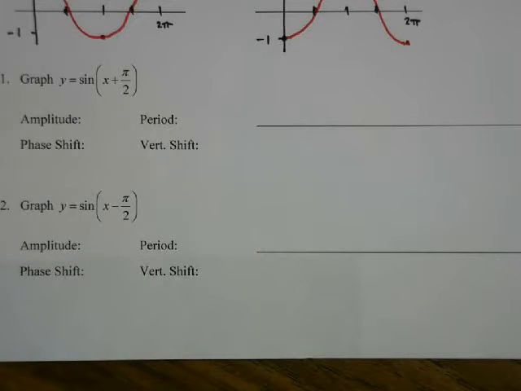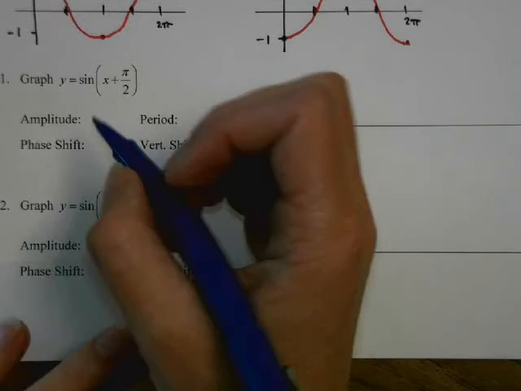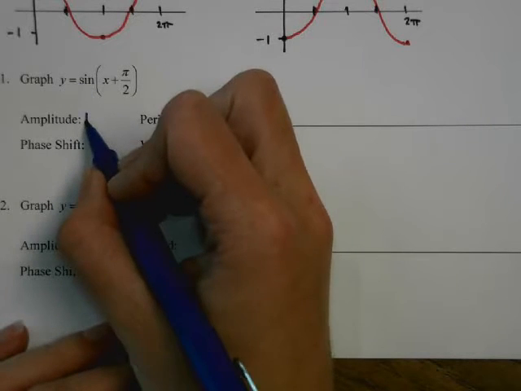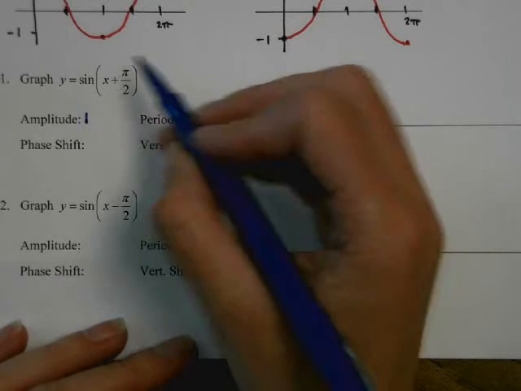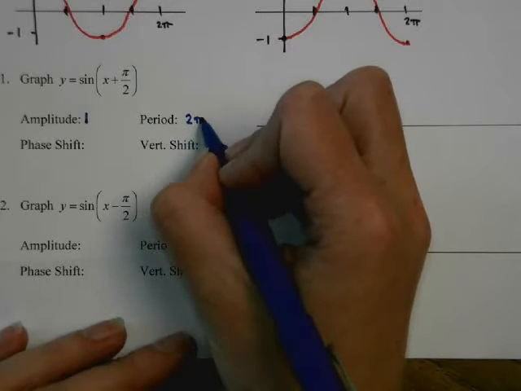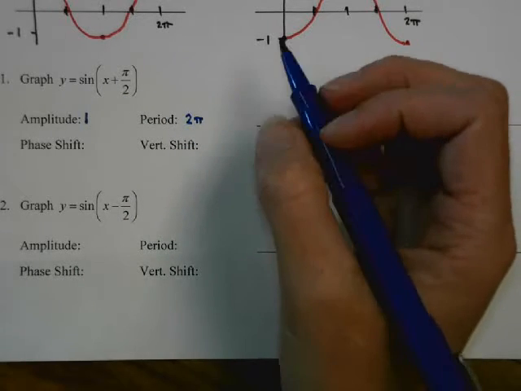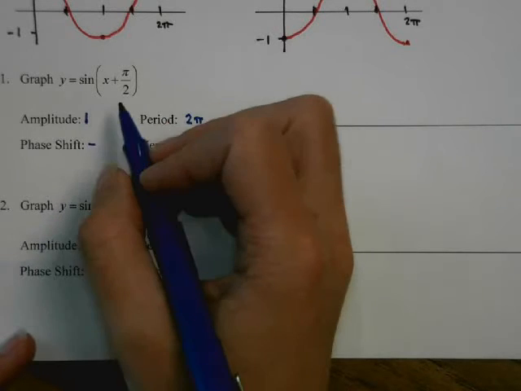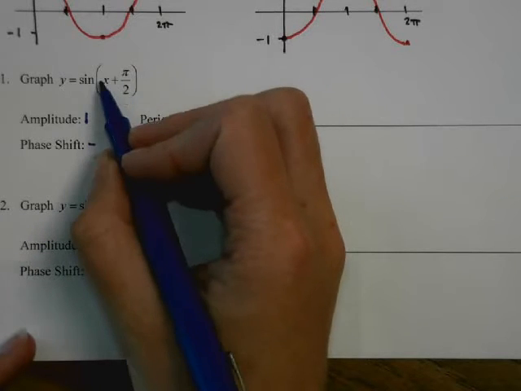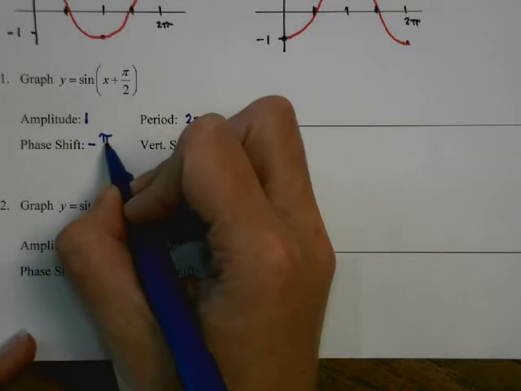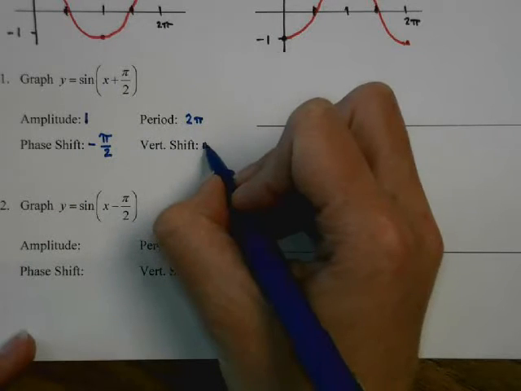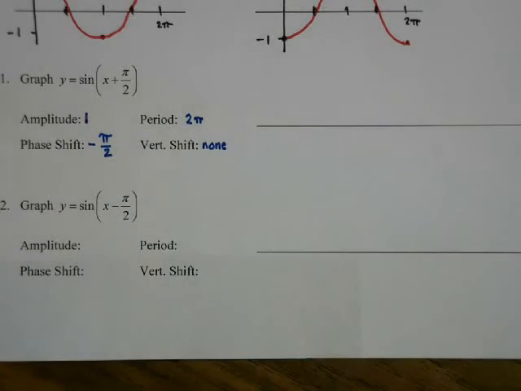Okay. So we're going to identify the 4 attributes, amplitude, period, phase shift, and vertical shift, and then we will graph. Our amplitude is going to be 1. The period is 2 pi over 1, so just 2 pi. This one has a phase shift of negative C over B. So that's going to be negative pi over 2 over 1. So negative pi over 2, and there is no vertical shift here.